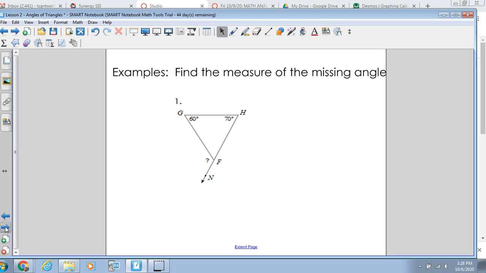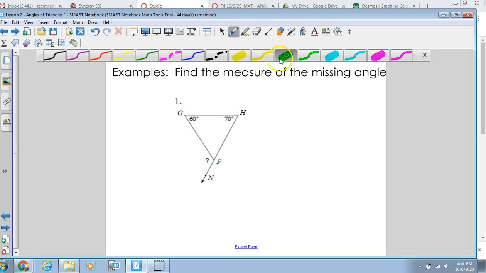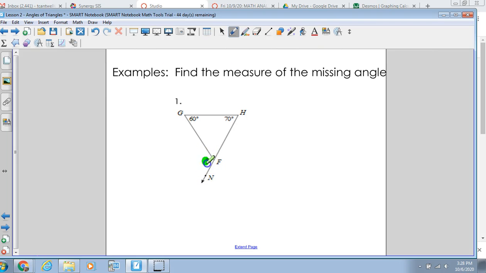So let's try some problems. Find the measure of the missing angle. Well, we have here where our missing angle is an exterior angle. We're looking for this angle out here, and it's going to be equal to the sum of the two remote interior angles, this 60 and this 70. So our x equals 60 plus 70, which is 130. Simple.